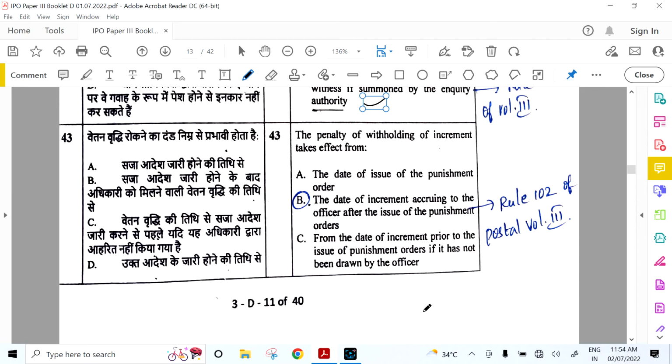They have to go. The penalty of withholding an increment takes effect from the date of increment accruing to the officer after the issue of the punishment orders. So answer B is correct, and Rule 102 of Postal Volume 3 says about this.